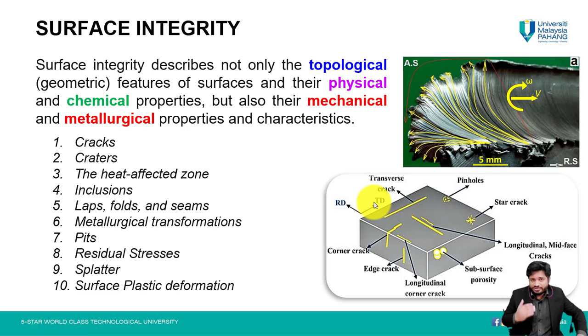For instance, if you have a smartphone, then over a period of time you can find scratches, and sometimes dents occur. So those are the prominent surface features. Cracks, craters, heat affected zone, inclusions, laps, folds and seams, metallurgical transformations, pits, and residual stresses all happen due to either the manufacturing process or service lifetime.